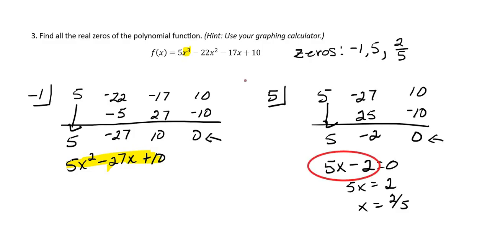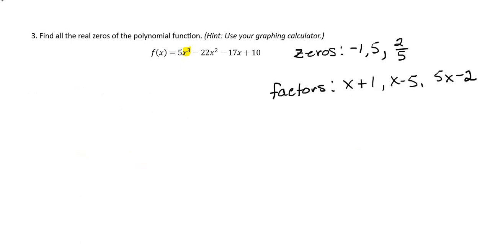Notice that right here I have one of my factors as 5x minus 2. So there are my factors. Now this particular problem didn't ask you to find the factors, but there will be some problems where you're asked to find both the zeros and the factors.